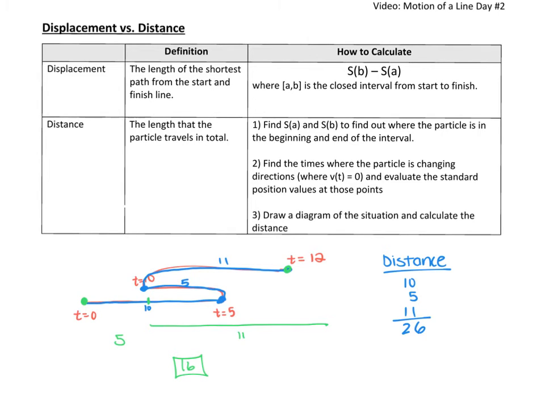So to make more sense, I went 0 to here is 10, and then I went back 5, so I'm at 5 now, and then go forward 11, my total displacement would be 16. So really, how much did I go from start to finish? And that's the idea of what we're going to calculate today. So let's do an example together.